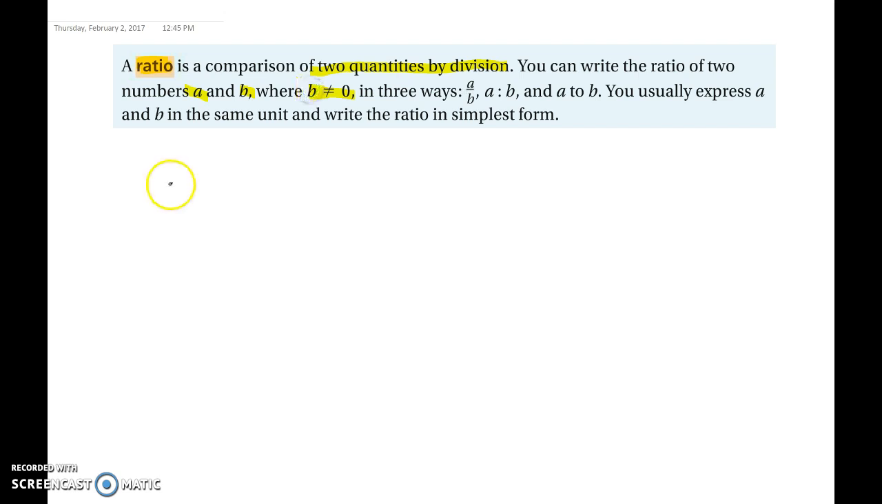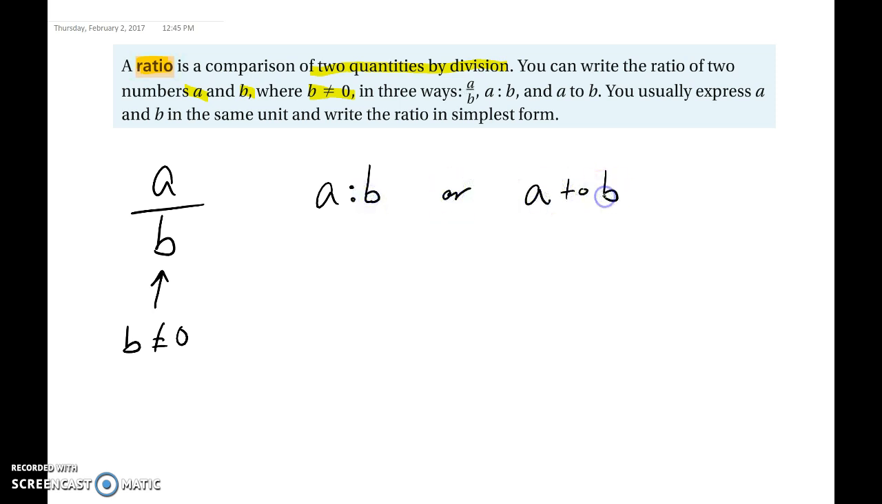So we can write it as a fraction, where a is our numerator and b is our denominator. And this is why b cannot equal 0, because remember, you cannot divide by 0. It's undefined. We can write it as a colon b or a to b. In all these cases, we are comparing how many of the a's we have to our b's. So if I say the ratio of length to width is 5 to 2, that means this will be written as 5 over 2, 5 colon 2, or 5 to 2.